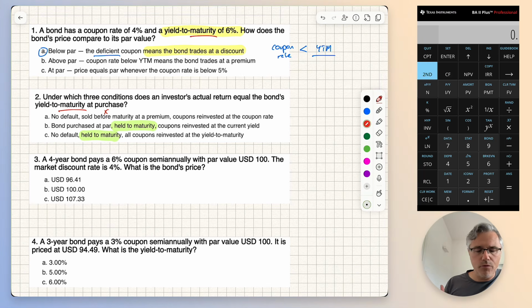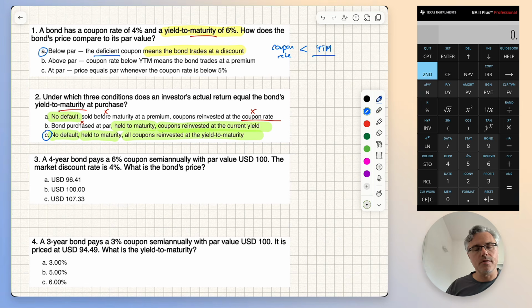There is nothing about what the bond price ought to be when you purchase it. So, the bond being purchased at par, that's wrong. But there needs to be no default. That's absolutely correct. So this is correct. That would have been correct as well. And the coupons on the bond have to be reinvested at the yield to maturity, not the coupon rate, that's wrong, but at the yield to maturity, and that appears over here and over here, but it's only that combination as supplied by answer C, which is correct.